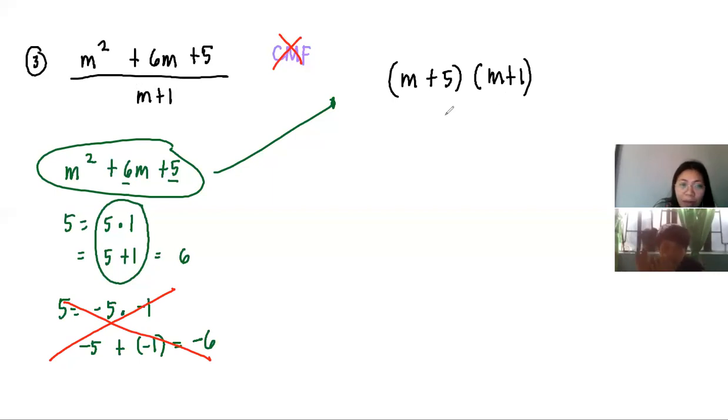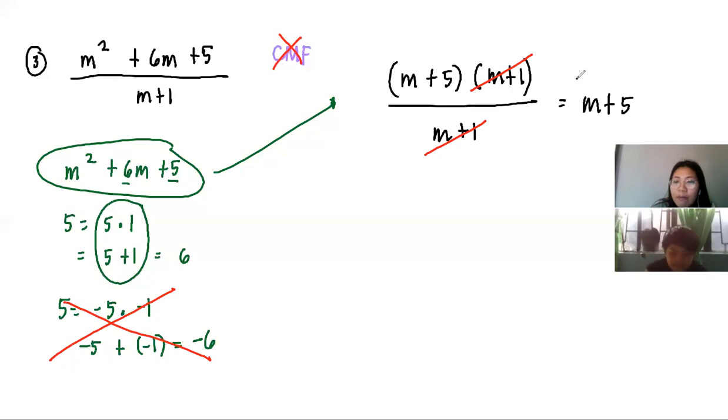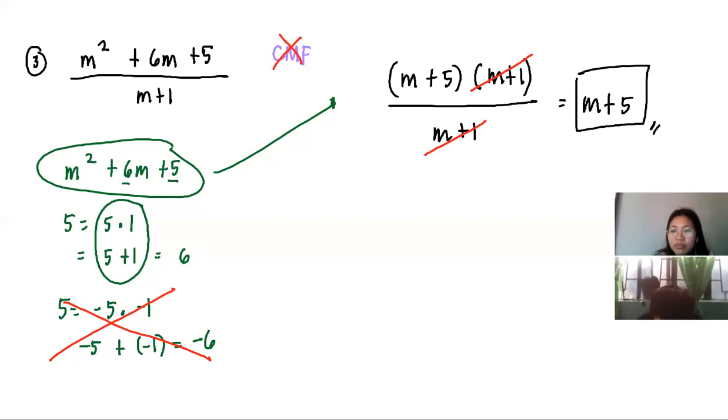Then, below, we copy m plus 1. Okay? Is there a common factor? Yes, ma'am. What do we cancel? M plus 1. So, what is our answer? M plus 5. So, this is our final answer: m plus 5. Okay? Okay. So, let's do another one.